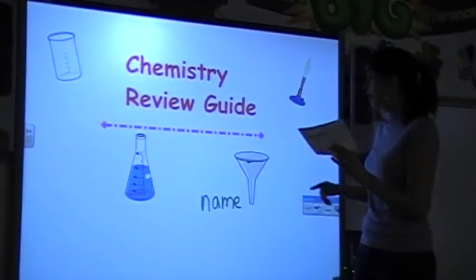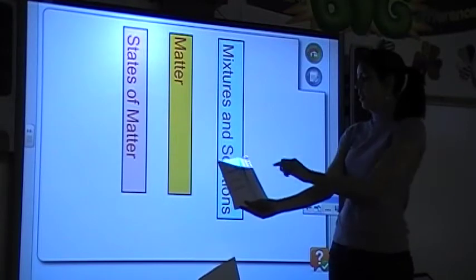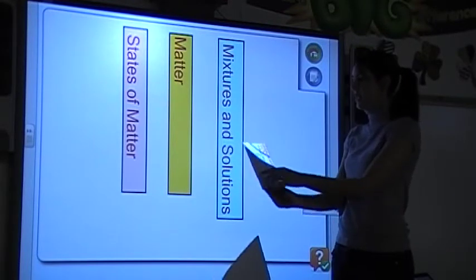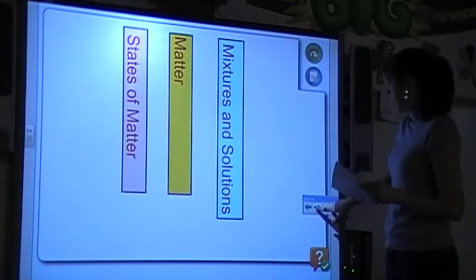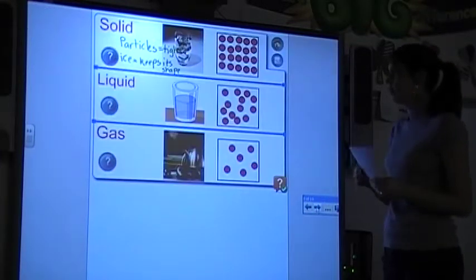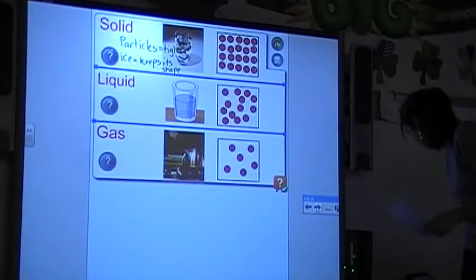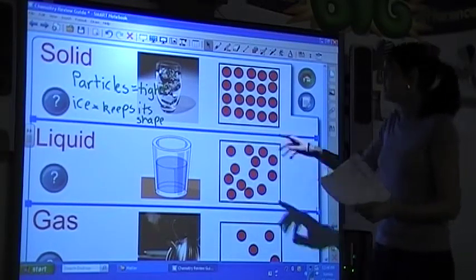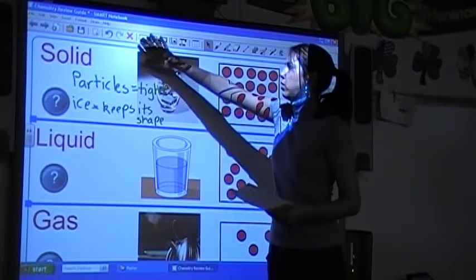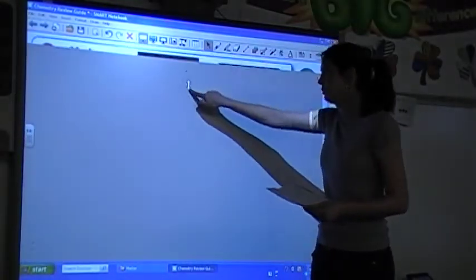Then, on the corner, they're to label it with mixtures and solutions, matter, and states of matter. And I have those color-coded on my study guide also. Start out with the solid. This would be the states of matter flap, and if there's any time you don't want the students to see all of it, you just can press screen shield.